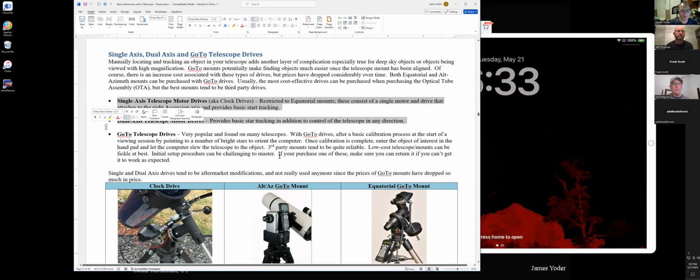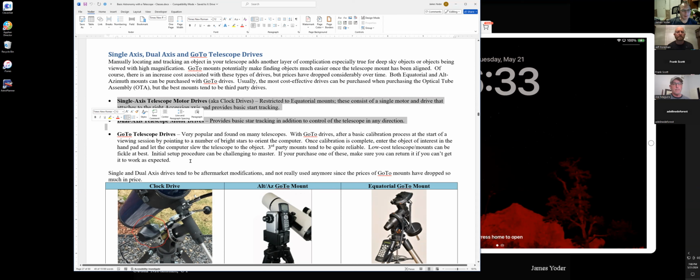The go-to telescope drives are basically calibrated at the beginning of your session. You point to a number of stars. The computer usually will guide you which stars, or else you point to the stars and tell it you're pointing at specific ones. And then once you've done that, the telescope's ready to point to any object you want. So with go-to telescopes, the learning curve is all up front.